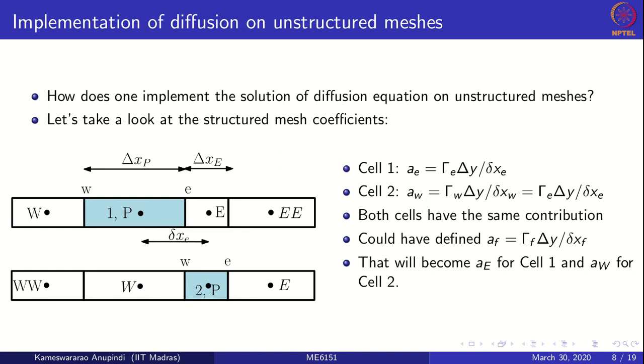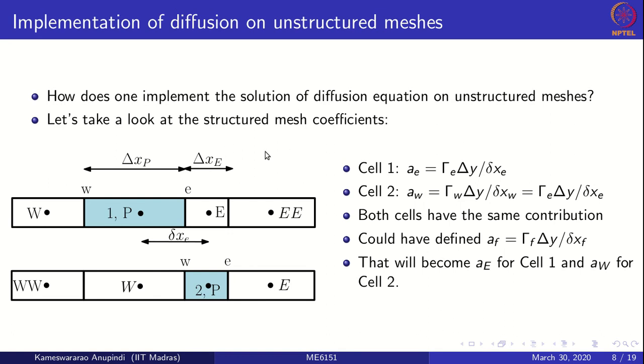Essentially, from the point of view of the algorithm we have devised, it is better to do it in a different way rather than visiting each and every cell. And also from the point of view of calculations, the number of calculations involved can be reduced if you do it in a different way. Okay, now essentially coming back to this question, how do I implement the solution of the diffusion equation on unstructured meshes?